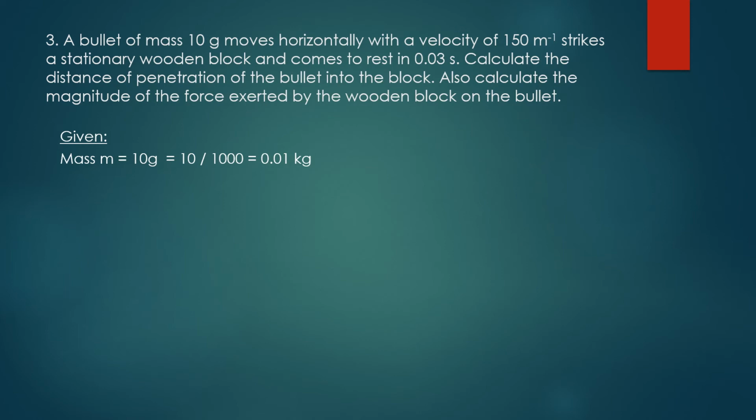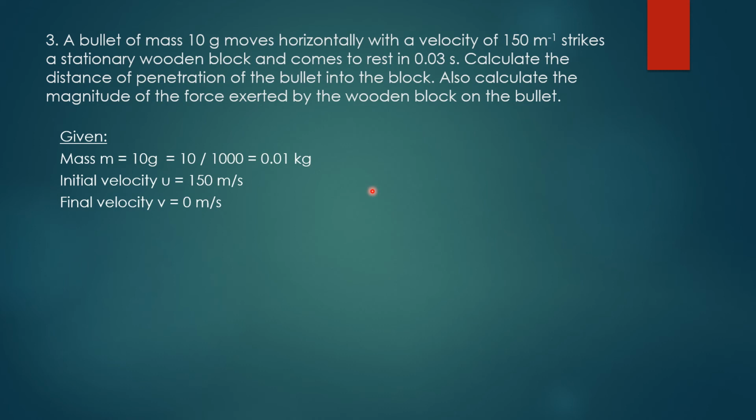Always we have to convert it to the SI unit. The SI unit of mass is kilogram here. So what we need to do is divide it by 1000. 10 divided by 1000 will give us 0.01 kilogram. The initial velocity is 150 meter per second. The final velocity is 0 meter per second.